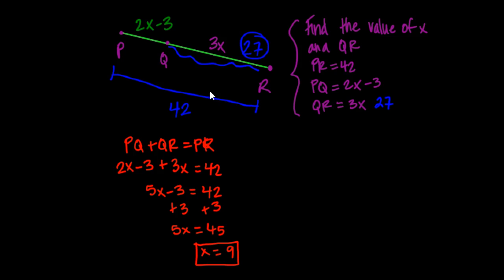We can definitely do that. So 42 minus 27 is 15. I can also plug 9 in here and do 2 times 9, which is 18 minus 3 is 15. So either one of those would work. And then our quick check is 15 plus 27, 42. Does that add to be 42? And the answer is yes, so we know we got that problem right.